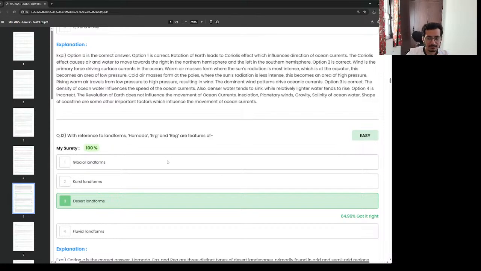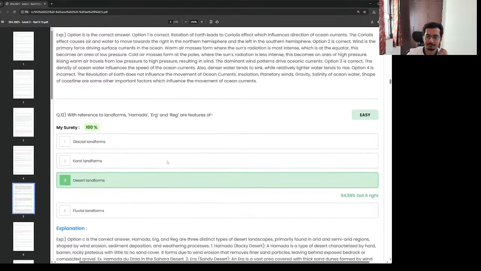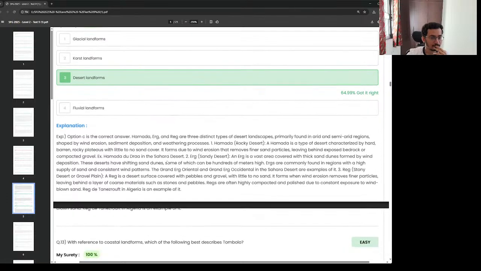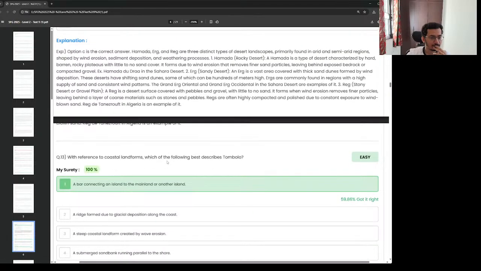Well, I know these are parts of desert because there are tourists who live in the desert itself. But what's a tombolo? Tombolo is like a spit bar but thicker, I think. Connects to a different island. Erg is a sandy desert, I know. Hamada is a rocky desert, that I also know.